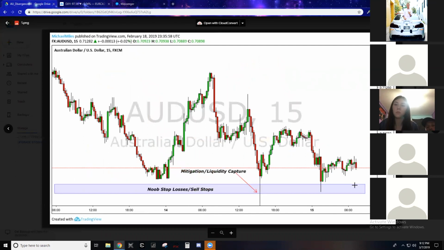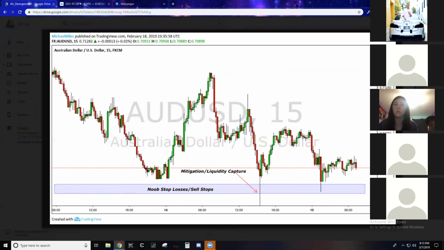Now, on to the first step. I pulled up AUD USD on a 15-minute chart. I see here that we have our noob stop losses and sell stops. This is basically a liquidity capture is what this candle was. This candle here was a bank coming in, pushing price down to basically enter in all those sell stops and stop out all the noobs is what we call them. So it's stopping out everybody who's buying this pair currently, right?